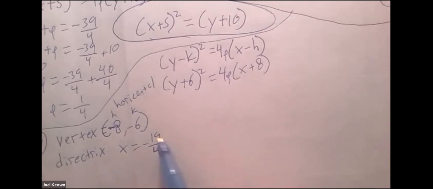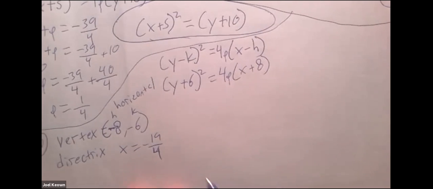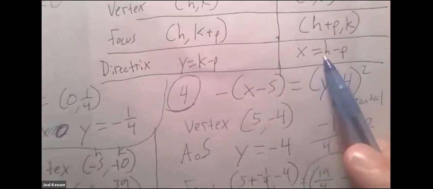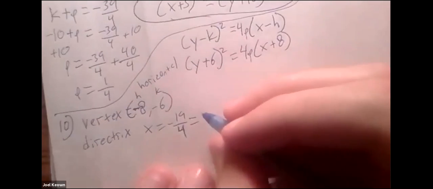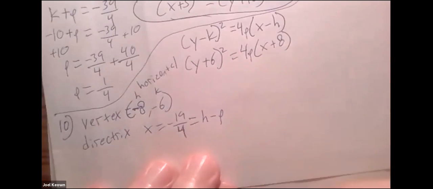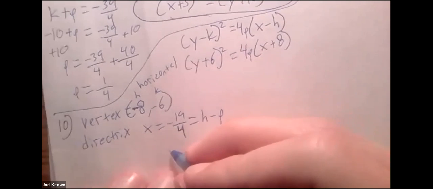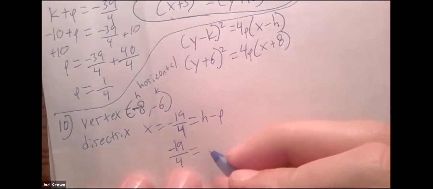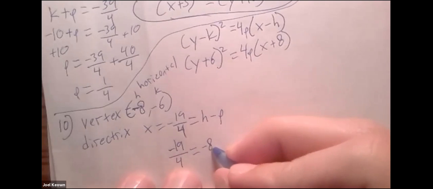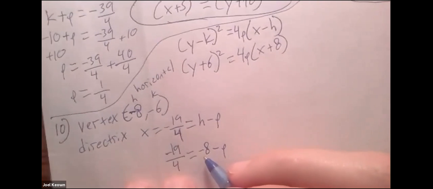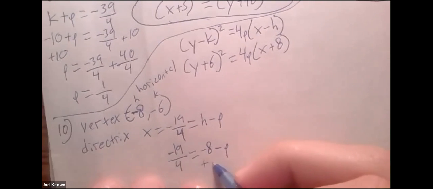Well, my directrix says this, but let's see here. What's my formula for directrix? My formula for directrix is h minus p. But I know what h is. H is -8. So -19 over 4 equals -8 minus p. 8 is the same, so I'll add 8 over to both sides.